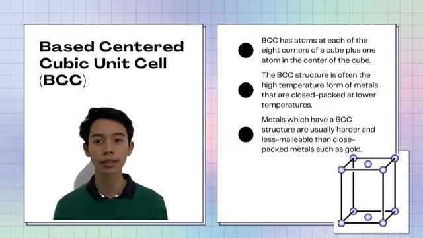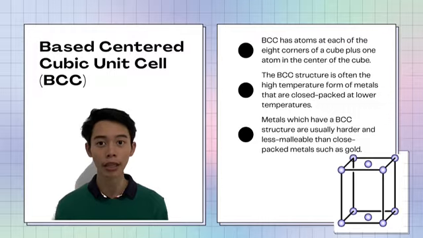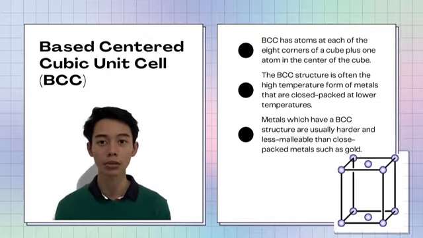Next is body-centered cubic unit cell. BCC has atoms at each of the 8 corners of a cube plus 1 atom in the center of the cube. The BCC structure is often the high temperature form of metals that are close packed at lower temperatures. Metals which have a BCC structure are usually harder and less malleable than close packed metals such as gold.